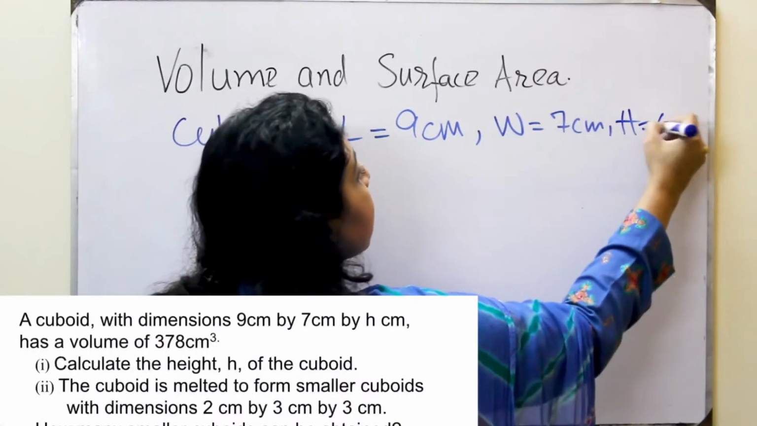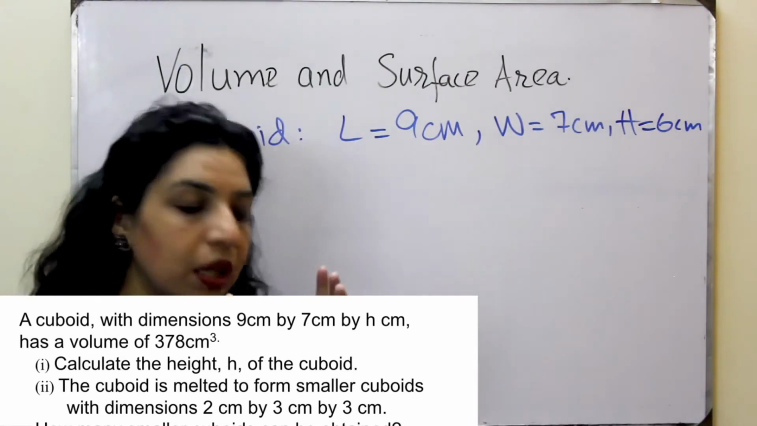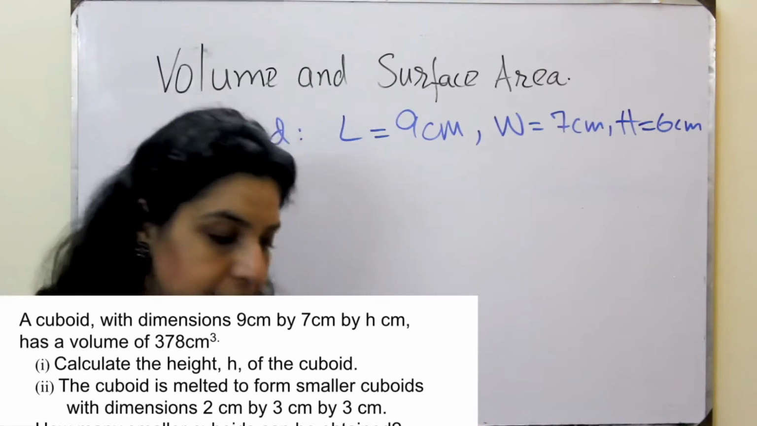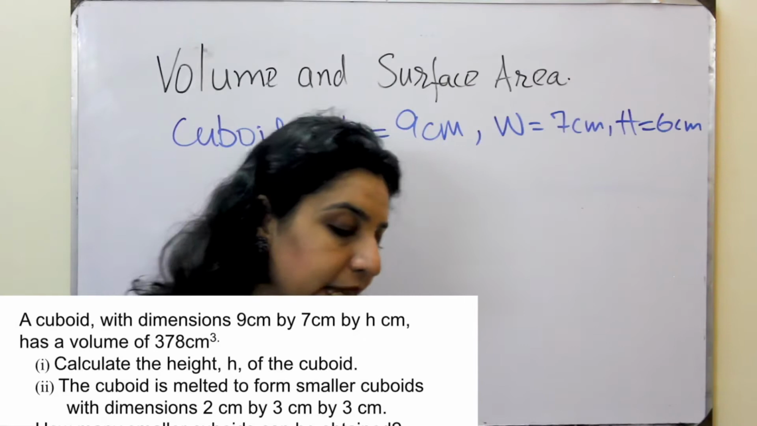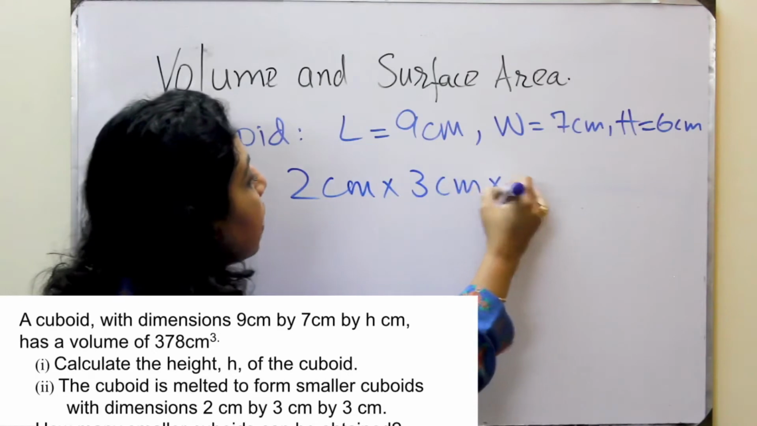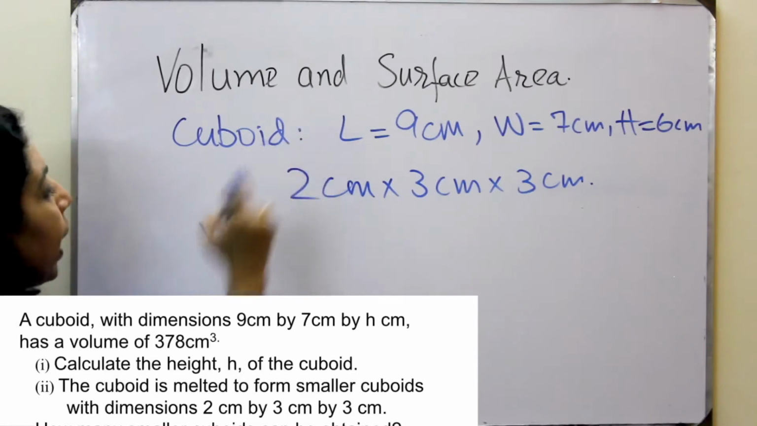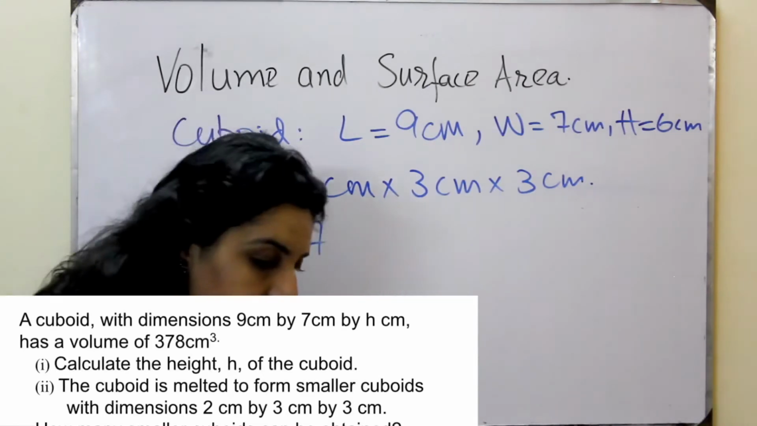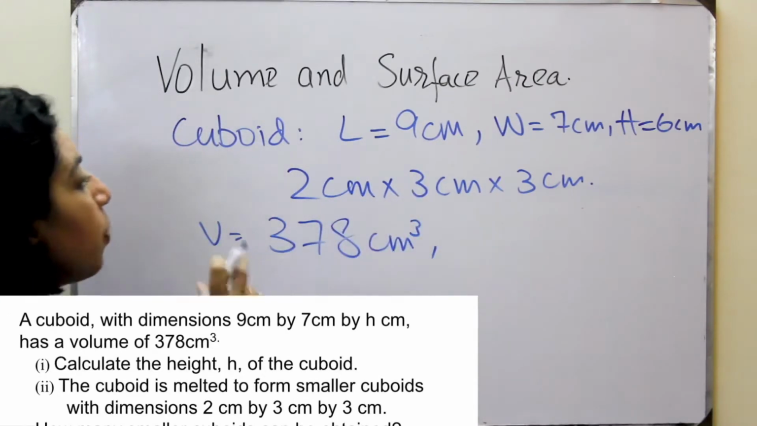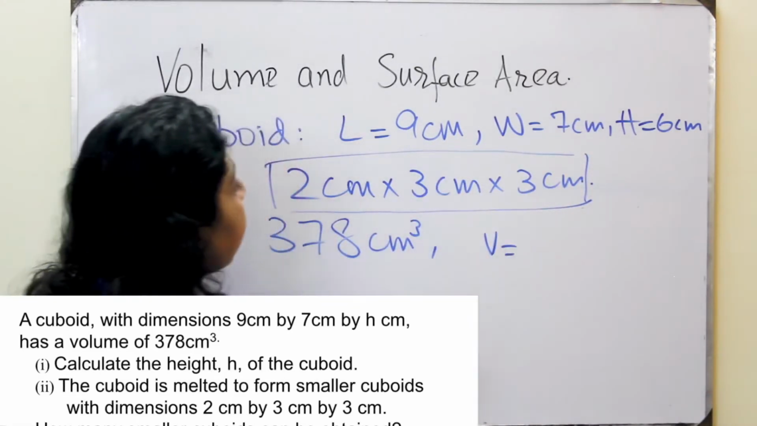The second part of the question is that I have to melt this cuboid and convert it into smaller cuboids. The dimension for the smaller cuboids is 2 centimeter cross 3 centimeter cross 3 centimeter. So what I have to do? I shall take the volume of the bigger cuboid, which was 378 centimeter cube, and divide it with the volume of the smaller cuboid into which I have to transform it.